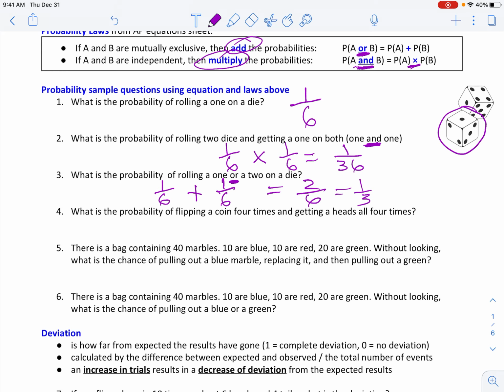Question 4, what is the probability of flipping a coin 4 times and getting a heads on all 4 times? Well, the probability of getting a heads is a half.